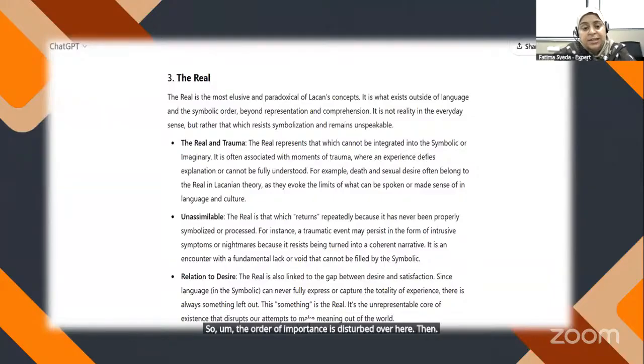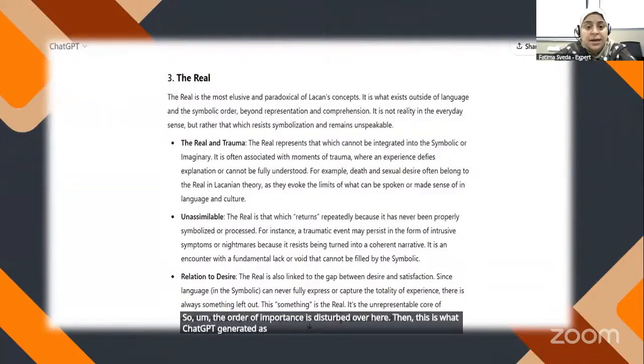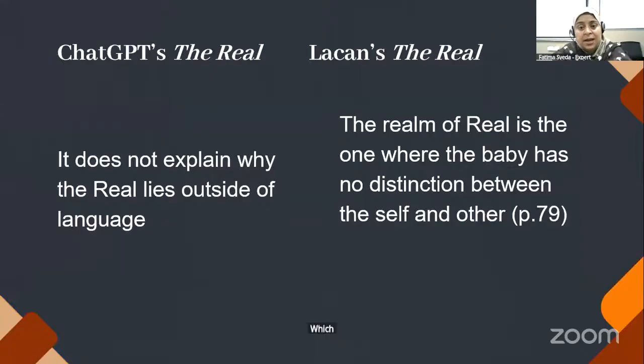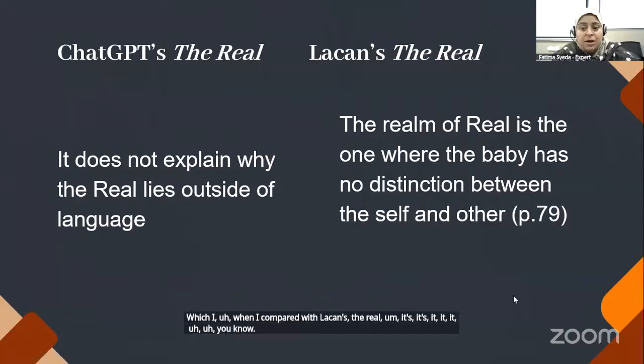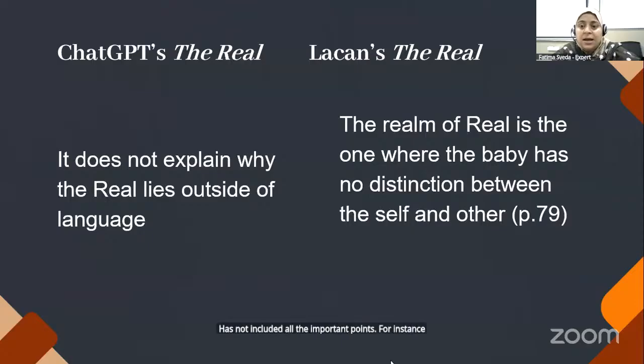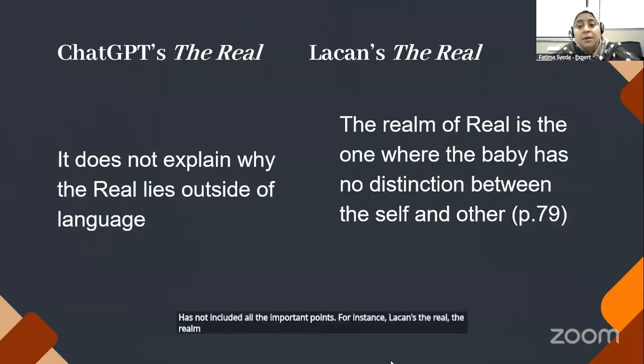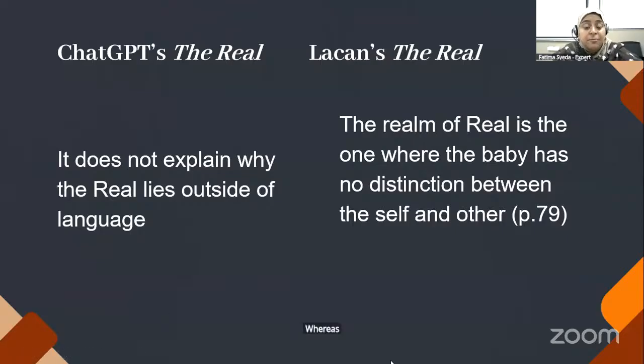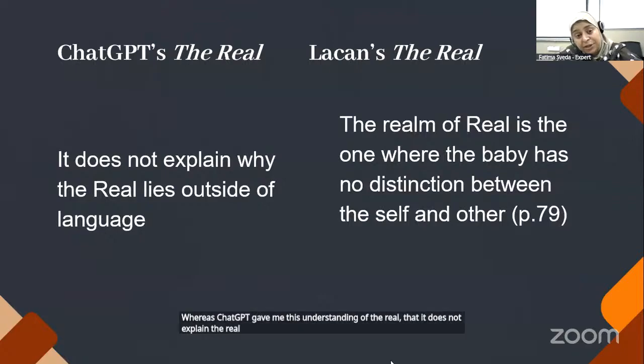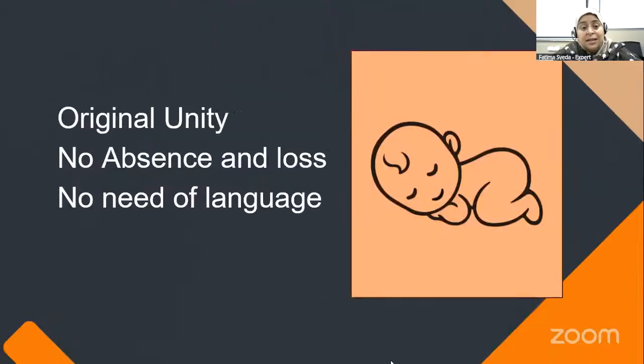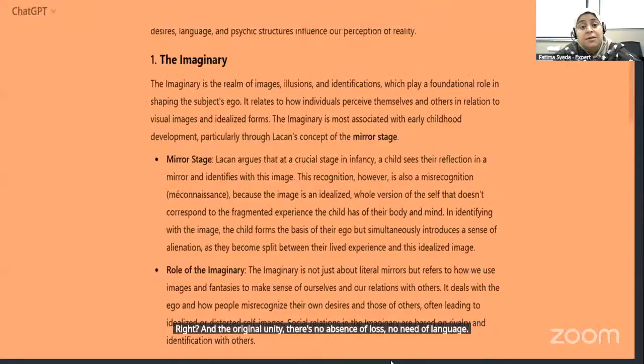Then this is what ChatGPT generated as the understanding of the real, which, when I compared with Lacan's the real, has not included all the important points. For instance, Lacan's realm of the real is the one where the baby has no distinction between the self and the other. Whereas ChatGPT gave me this understanding of the real, that it does not explain that the real lies outside of language, right? and the original unity. There's no absence, no loss, no need of language. These points were simply eliminated.